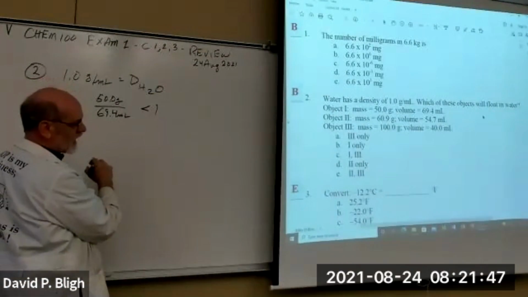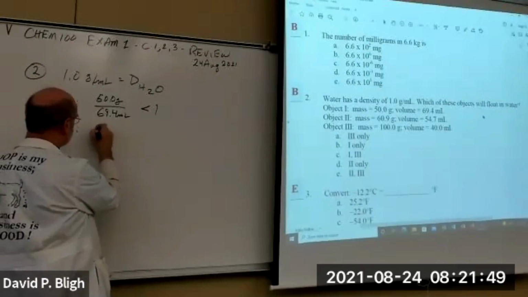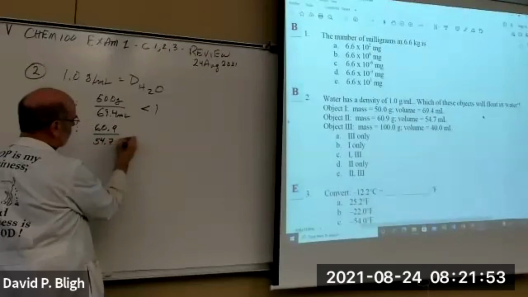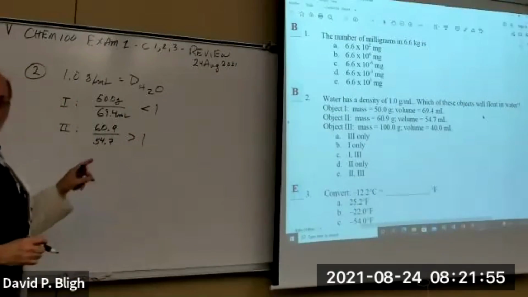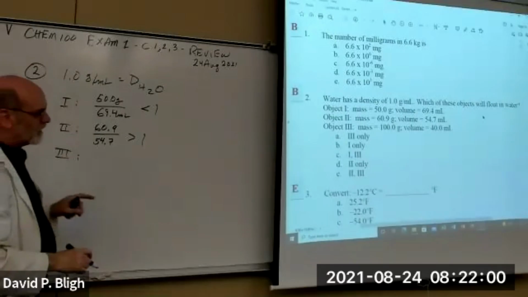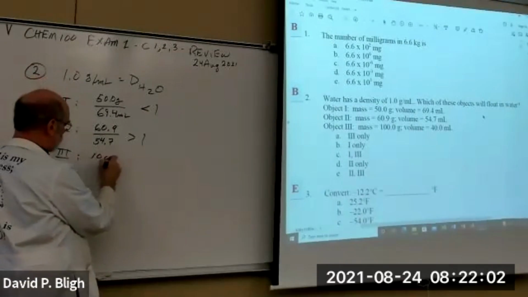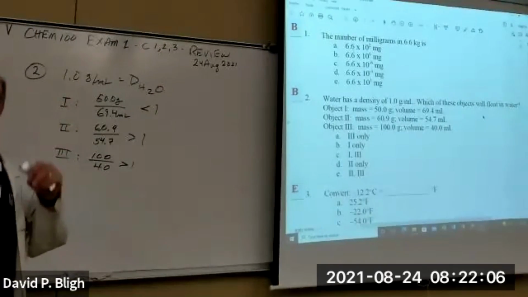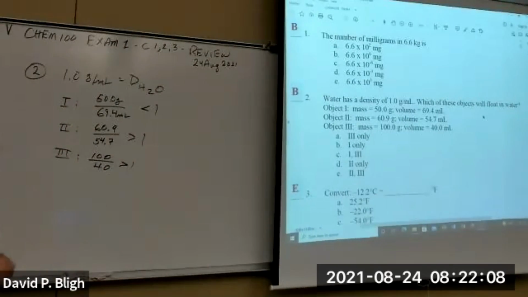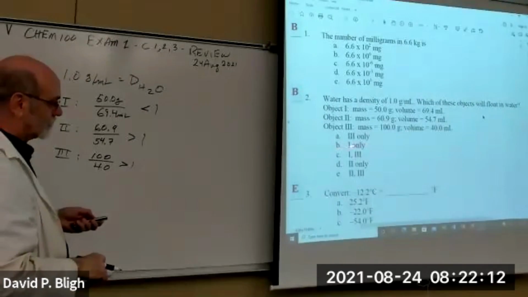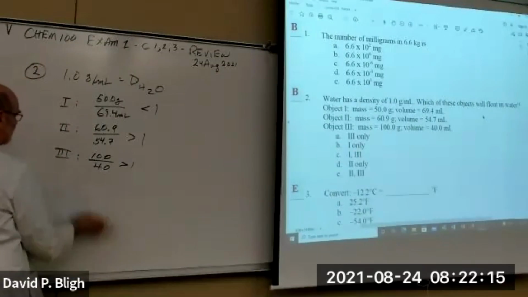This one is 60.9 divided by 54.7. That's greater than 1. That one's going to sink. And then this one is 100 divided by 40. That's greater than 1. So the only one that's going to float is the first one, Roman numeral 1, here. Okay?